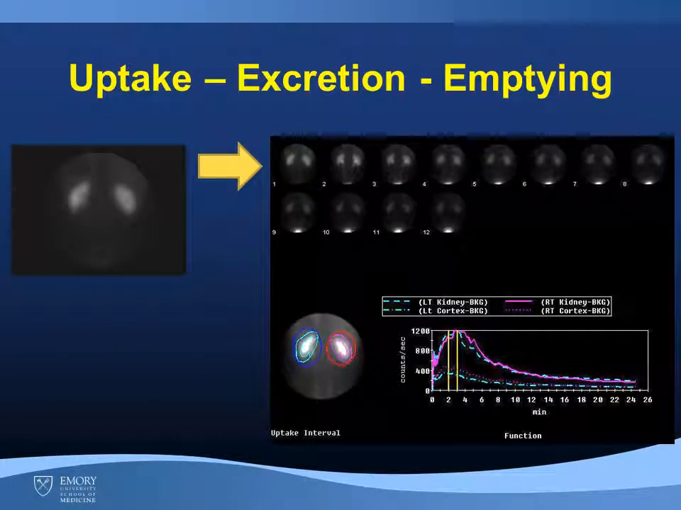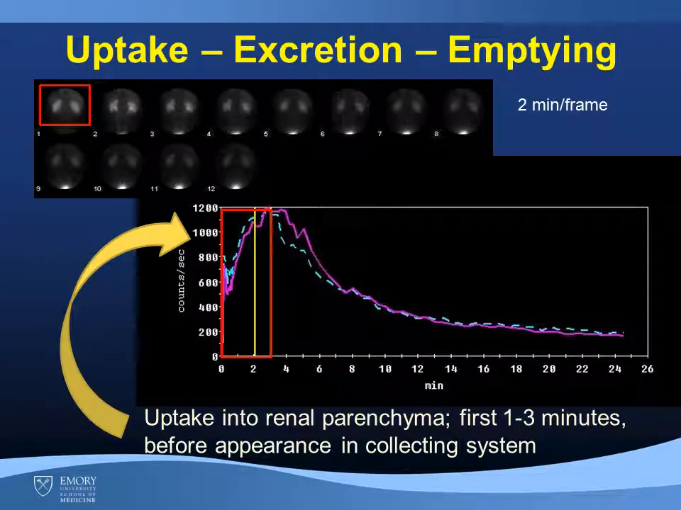Let's start with a normal study. Looking at our dynamic image, and then the individual frames, and the time activity curve. We're going to dissect each part of this study. First, uptake. Now, these are filmed at 2 minutes per frame on these individual frames. The uptake is into the renal parenchyma in the first 1 to 3 minutes. That is, before appearance of the radiotracer in the collecting system. It's typically reflected in the first 1 to 2 frames and this initial portion of the time activity curve.